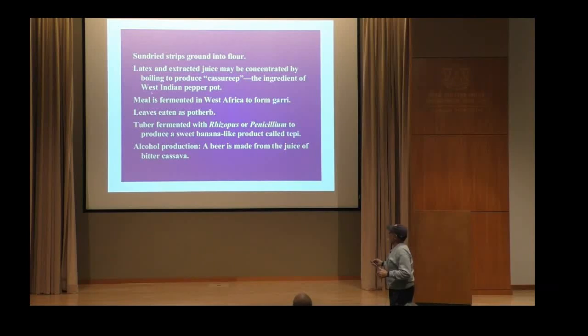Something called West Indian pepper pot, that's similar to the dish I showed you at the beginning. The meal is fermented, and you make a kind of beer. Okay? Leaves are eaten as a pot herb after boiling, okay? Always remember you have to boil it. The tuber can be fermented with fungi, okay? Careful here. You need to know the fungi because some of the fungi themselves produce mycotoxins, fungal toxins, so careful.